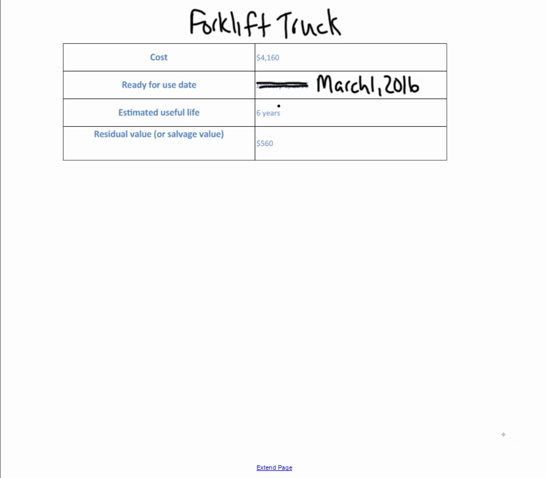Hi, Else here, and in this video we're going to learn how to dispose of a long-lived asset. We're still going to use a forklift truck, and our cost is sitting at $4,160. We are now purchasing with a partial year, so we're purchasing on March 1st, 2016.